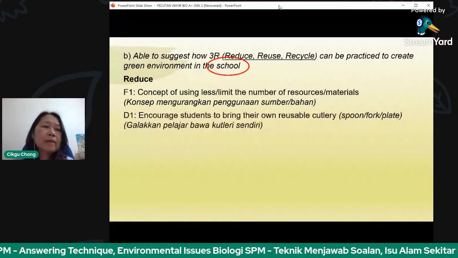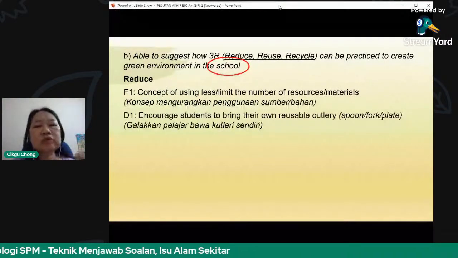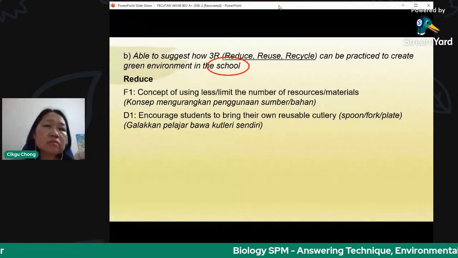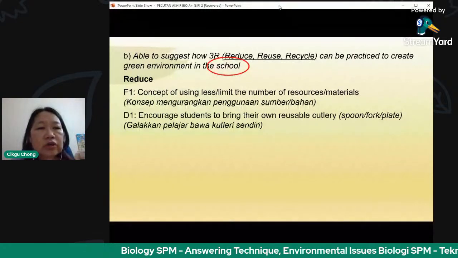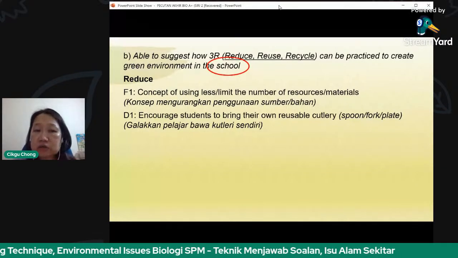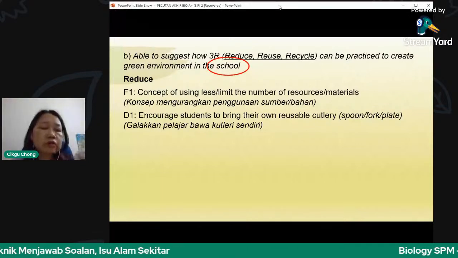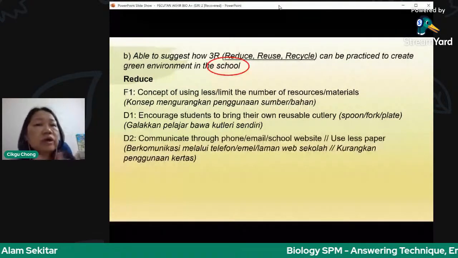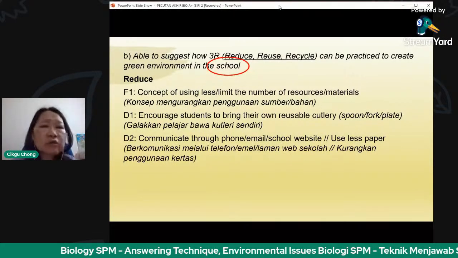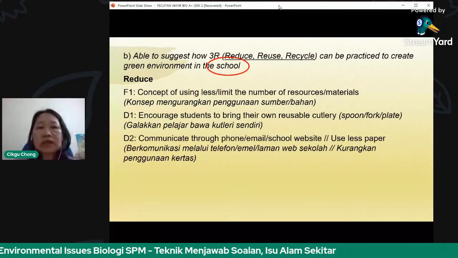Okay, so examples. What can you do to reduce it in school? So you encourage students to bring their own reusable cutlery instead of using the disposable one. Okay, you of course end up throwing more rubbish, right? So this is reduce your garbage, right? Reduce using this one. So examples, essay also, it is good for you to give examples. Communicate through phone. So try to encourage the warga sekolah, people who are in the school, not to print so many of these flyers that you want to tell the students. You put it on the website. Nowadays, because of online learning, everybody has a group. Students have a group, teachers have a group. So you communicate information in that way.